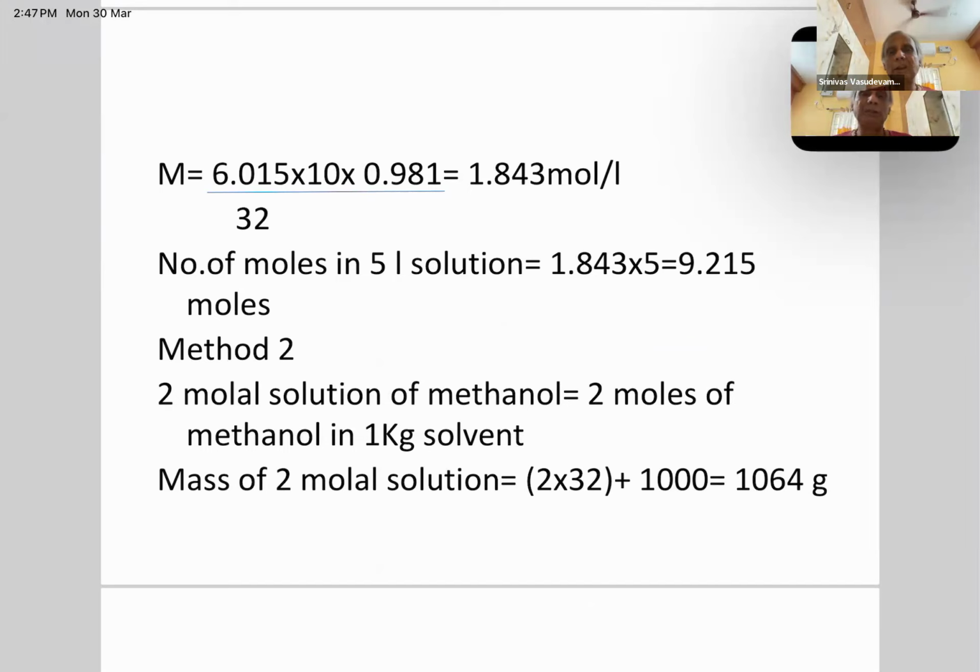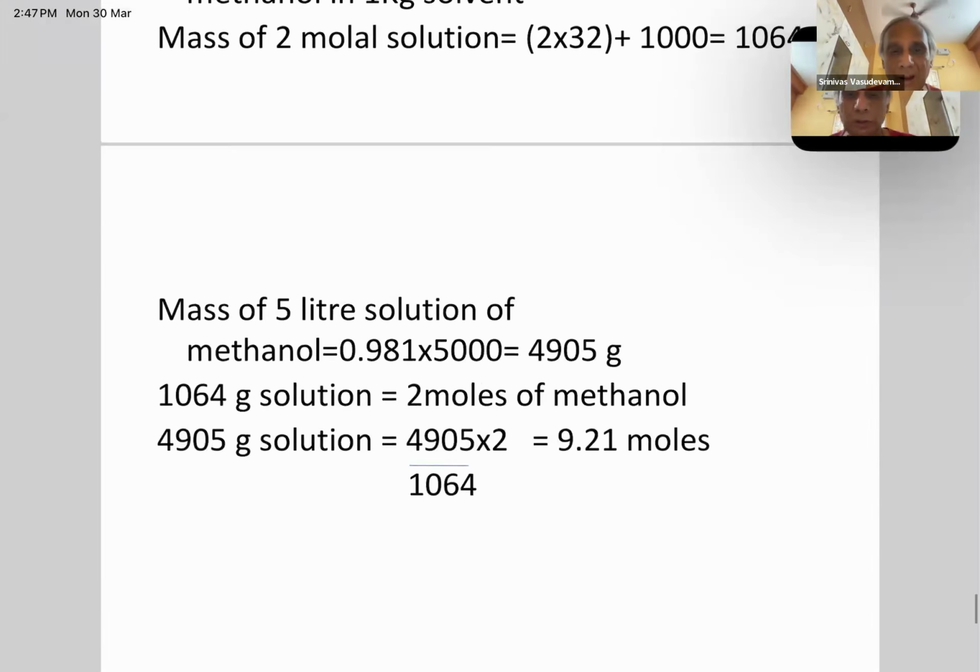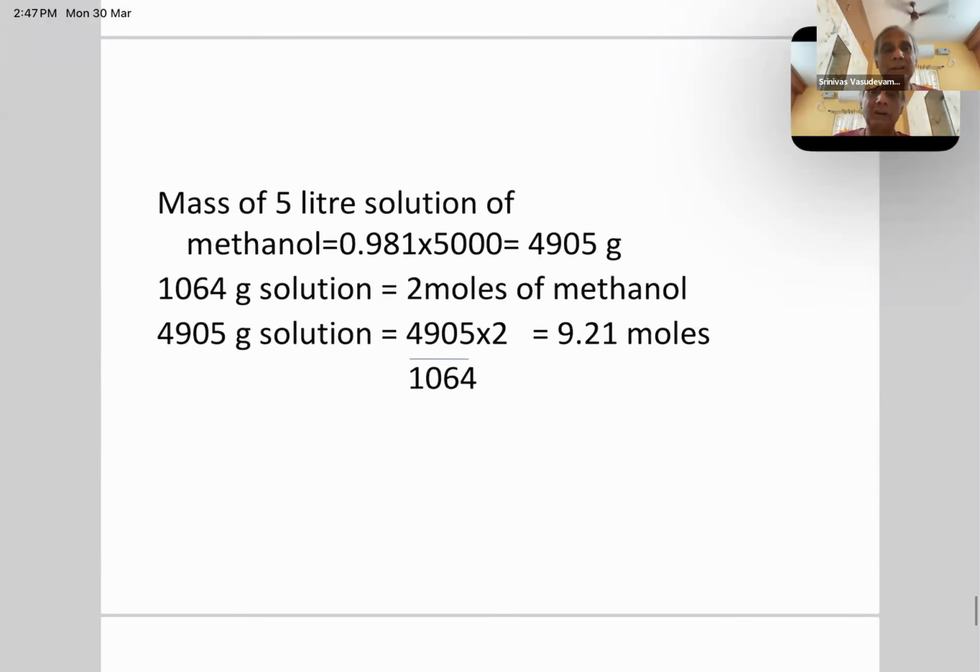Another method is finding out the mass of 2 molal solution. 2 molal solution of methanol means 2 moles of methanol plus 1 kilogram of water. So 2 into 32 plus 1000, 1064 grams. Mass of 5 liter solution using the density 0.981 into 5 liters, that is 5000 centimeter cube, 4905 grams. 1064 grams has got 2 moles of methanol. 4905 grams of solution contain how much of methanol? So 4905 into 2 by 1064, which is 9.21 moles.